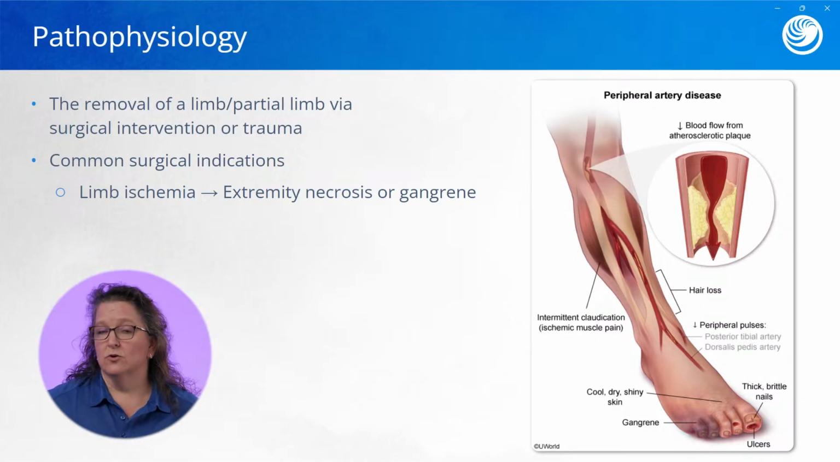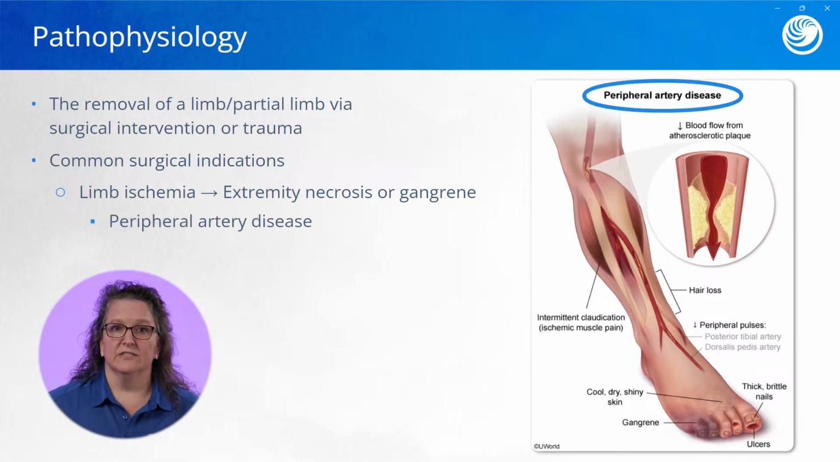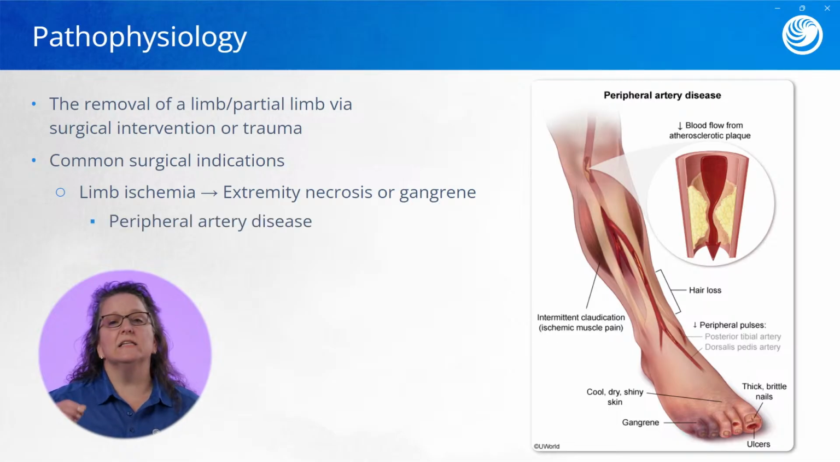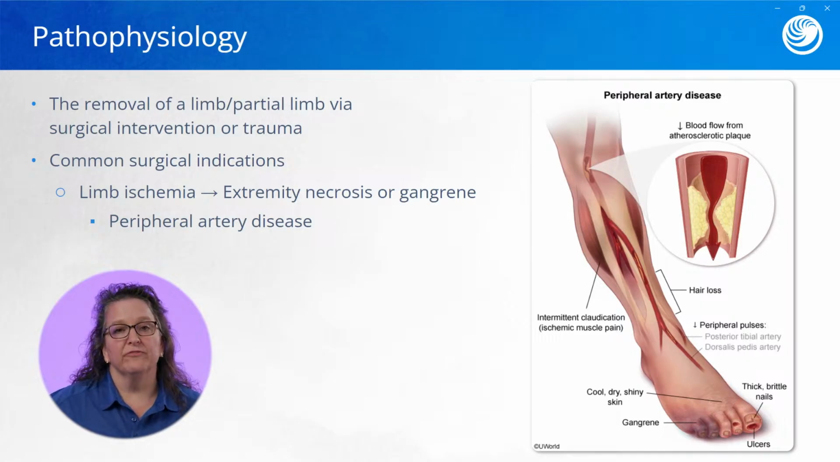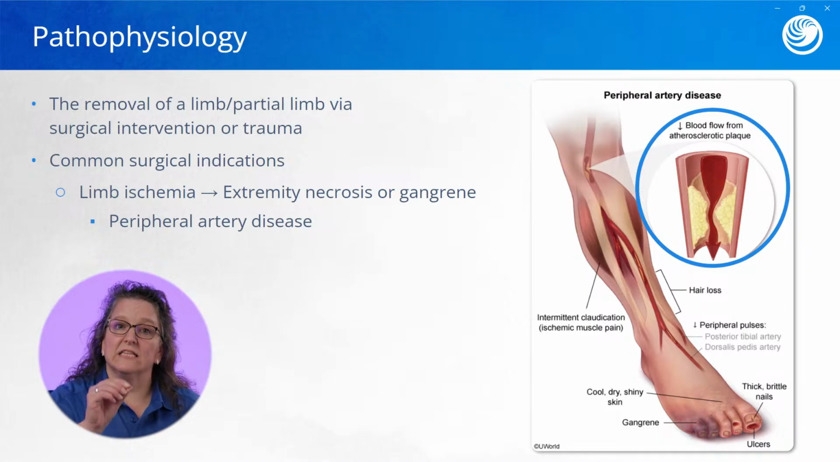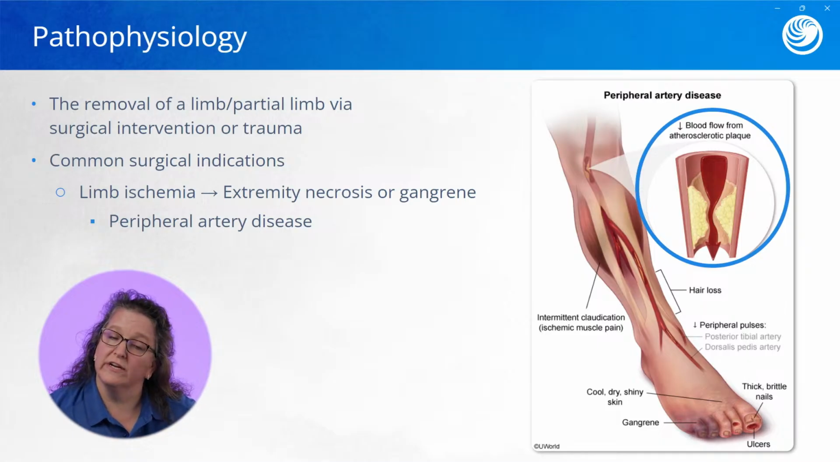This ischemia and necrosis can be caused by a couple different things. Peripheral artery disease. You can see in this image exactly what happens when peripheral artery disease occurs. The plaque in the artery causes lack of perfusion to the lower extremity.